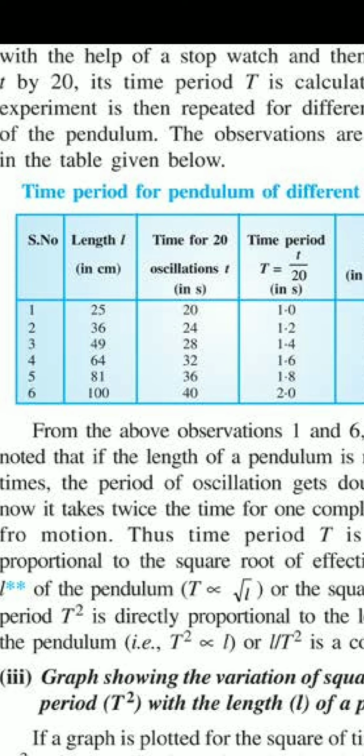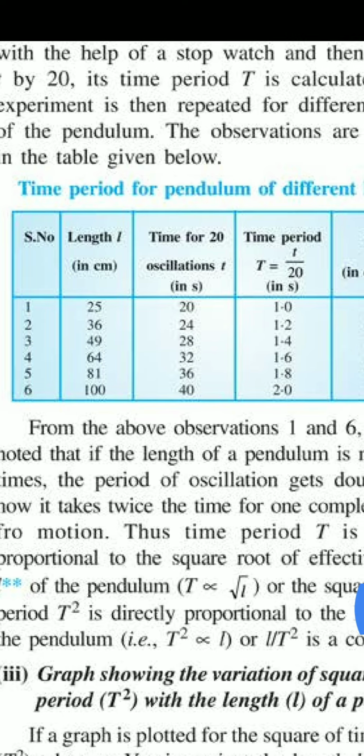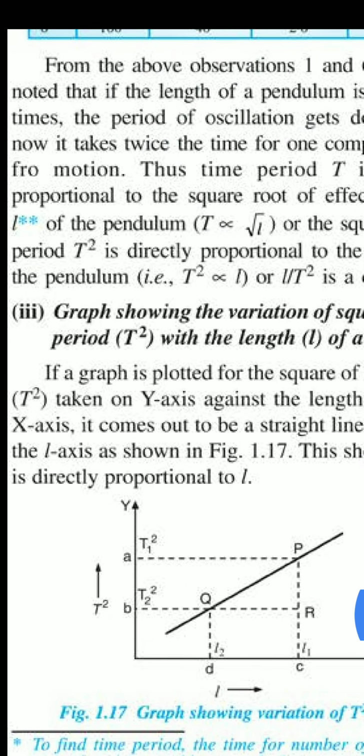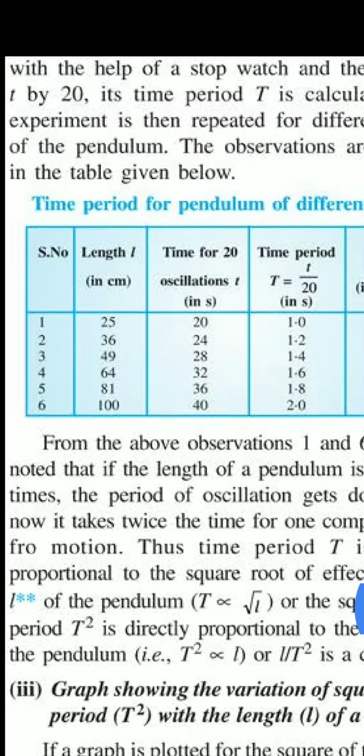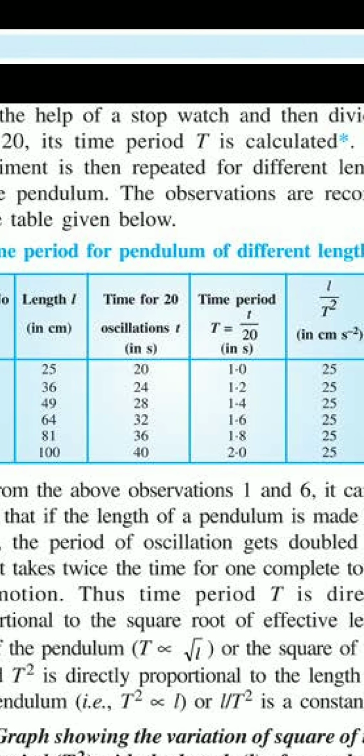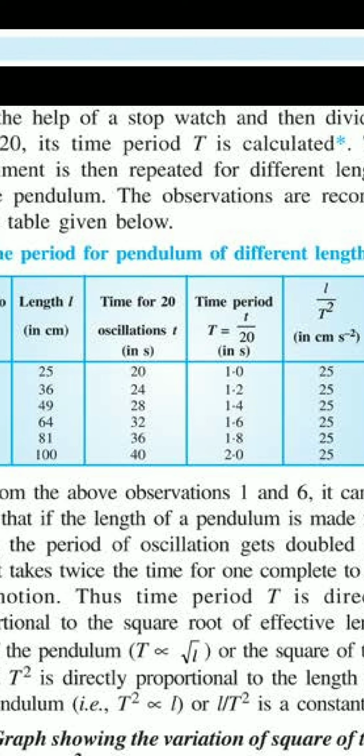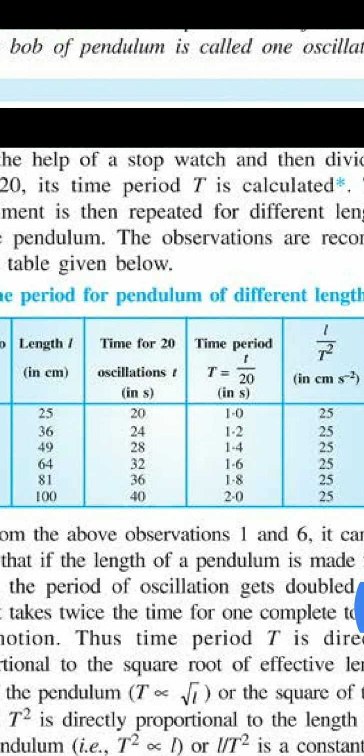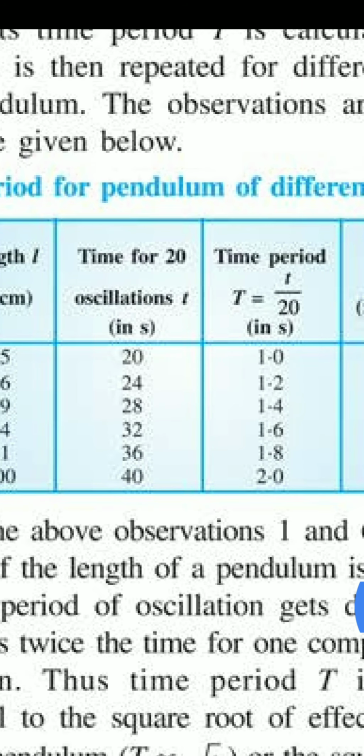Then we take a number of readings by increasing the length of the string, and note all these values. Then we calculate the time period first. For calculating the time period, we will divide this time by 20. The time taken for 20 oscillations is this much, small t.